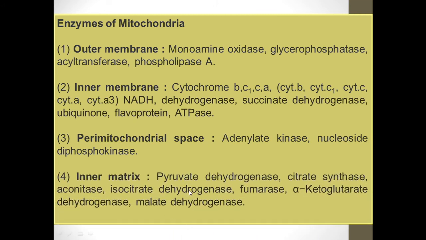Inner matrix helps in the Krebs cycle. So the enzymes of the Krebs cycle will be there in the inner matrix, like pyruvate dehydrogenase, citrate synthase, aconitase, isocitrate dehydrogenase, fumarase, alpha ketoglutarate dehydrogenase, malate dehydrogenase. These all are the enzymes from the Krebs cycle. So remember the mechanism: inner membrane, electron transport chain; inner matrix, Krebs cycle.